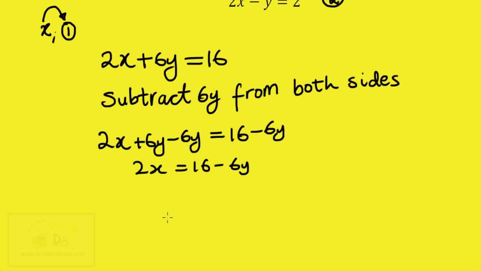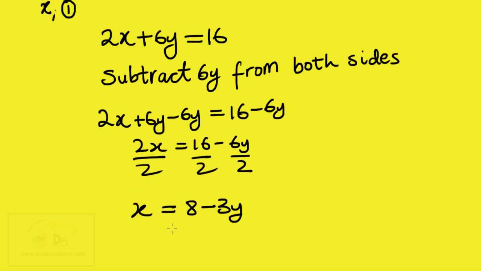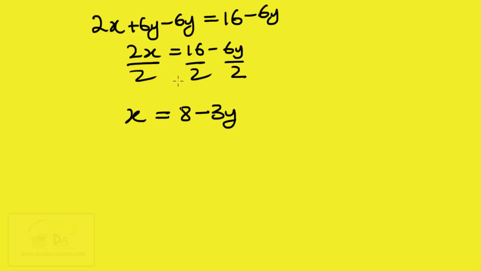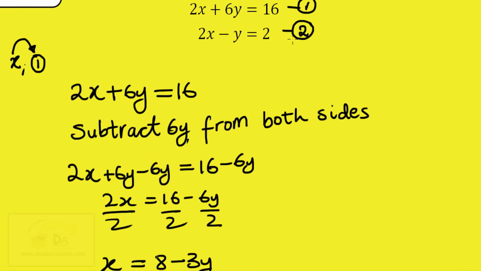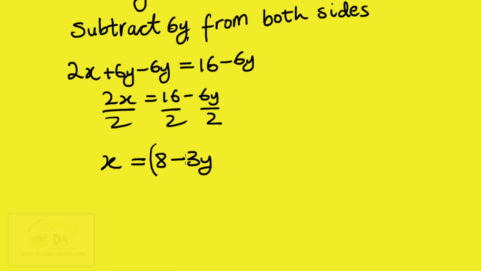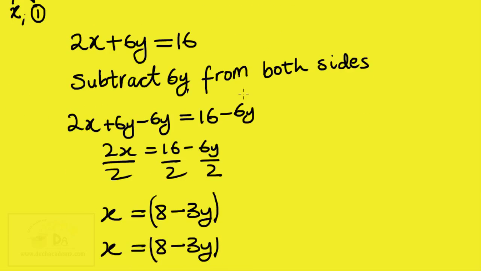Finally, I'm going to divide through by 2 to isolate x, and that gives me x equals 8 minus 3y. And that's the end of step 2. Step 3 says substitute the result obtained in step 2 into the rejected equation. So we chose equation 1, rejected equation is equation 2. So I'm going to replace x with 8 minus 3y in equation 2.